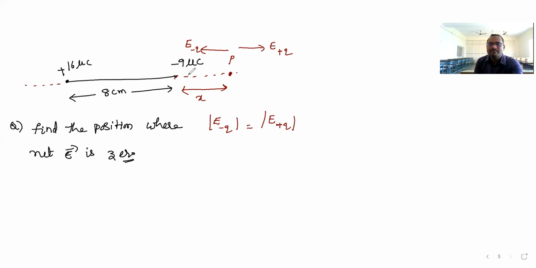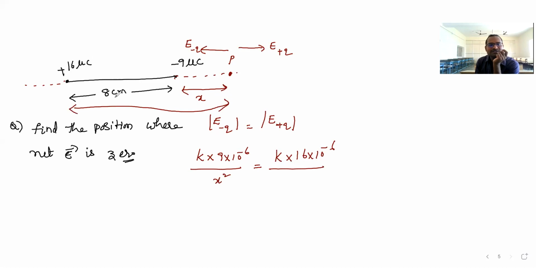Due to the negative charge, the magnitude is K into 9 into 10 to the power of minus 6 divided by distance x square. This should be equal to the electric field due to the positive charge, that is K into 16 microcoulomb divided by the total distance squared, that is 8 plus x whole square. Here x we are considering in centimeters, because the distance is in centimeters. If it is given in meters, x you will also get in meters. That point you need to remember.